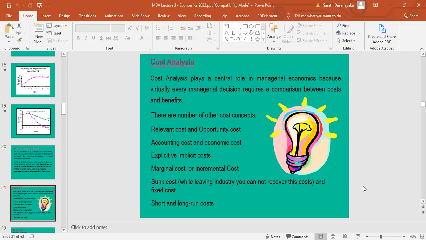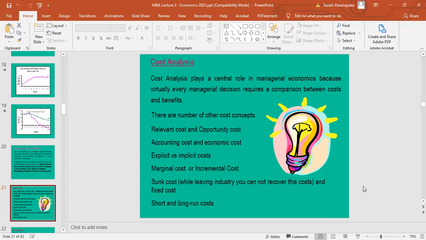And some costs, while you are leaving the industry, you cannot recover, like human resource training cost, and maybe some of the costs you incurred for buildings. You can't recover them. And normally we analyze cost with respect to short-run and long-run cost. Then you can see there are plenty of cost concepts available.